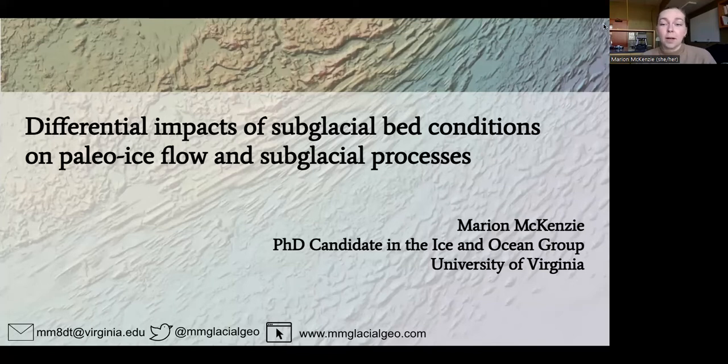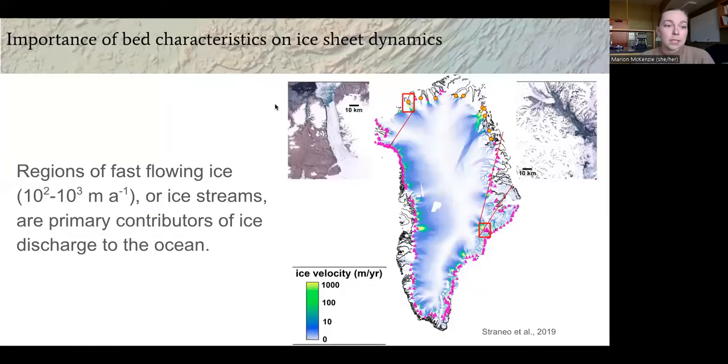I focus on process-based understanding of how subglacial bed conditions impact ice flow and subglacial processes by using records from the paleo-geomorphological record. And so I'll be sharing two parts today, but I'll begin with some background.